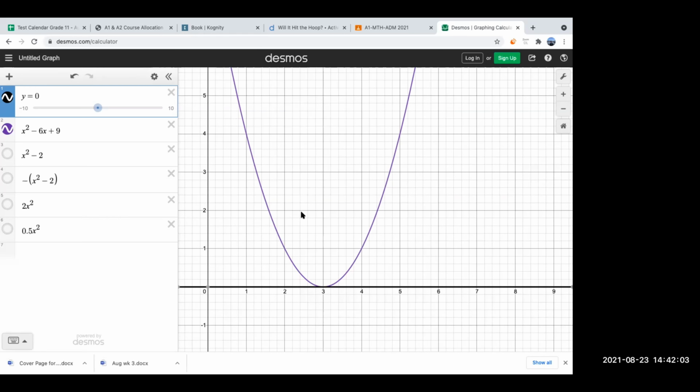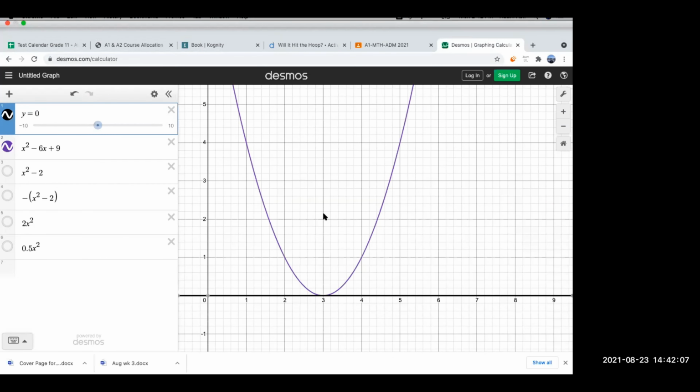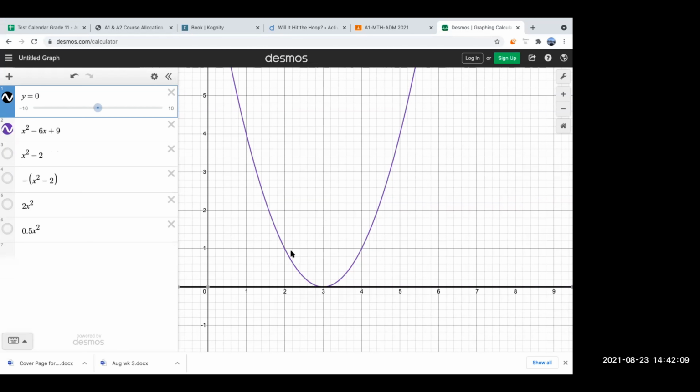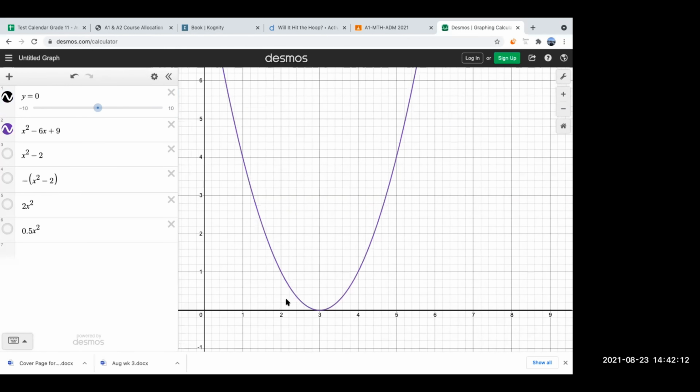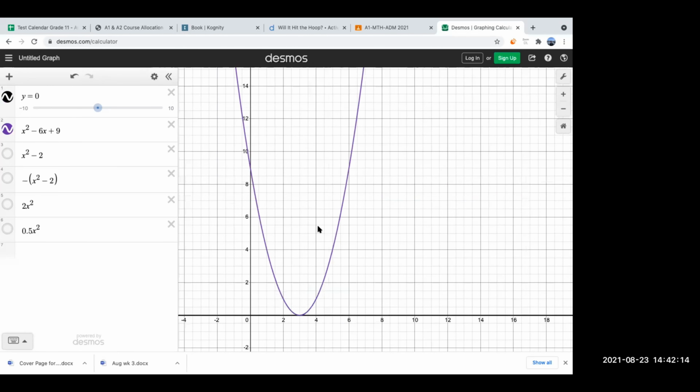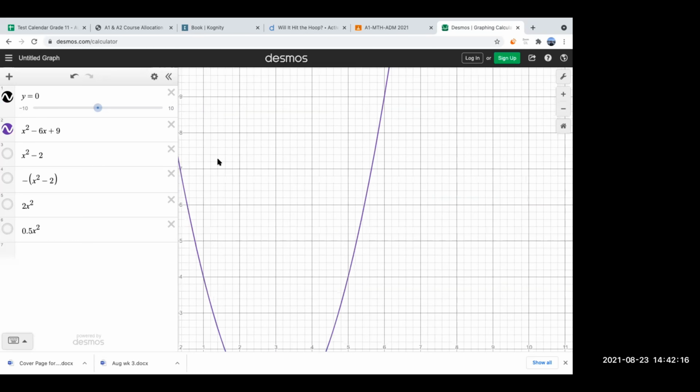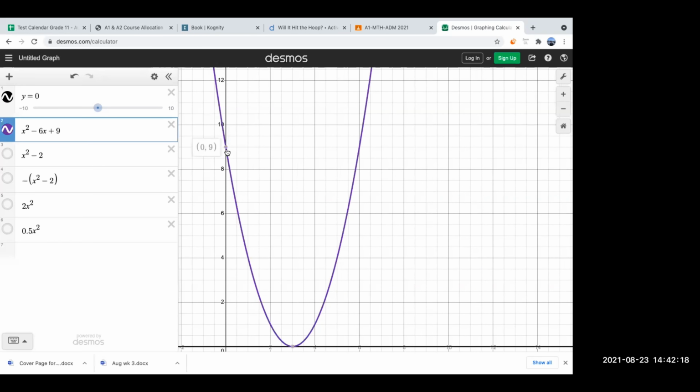और इसका y intercept क्या होगा? Sir, it doesn't have a y-intercept. It does have a y-intercept. If I just zoom out of the graph, it is having a y-intercept, and you are going to see it. The y-intercept is 9.